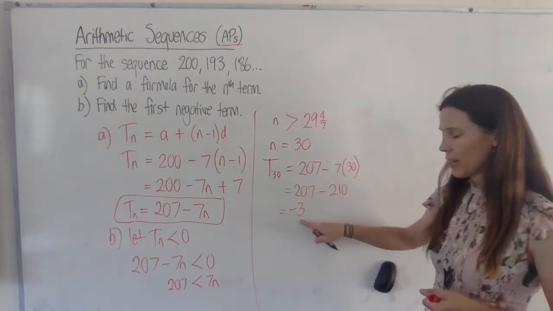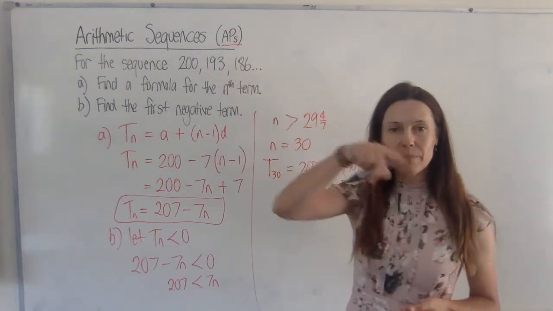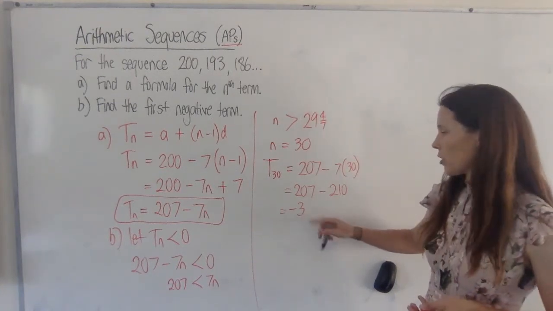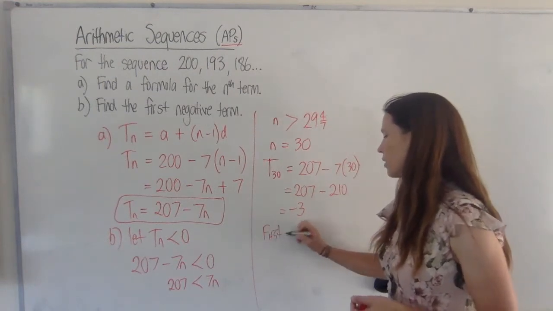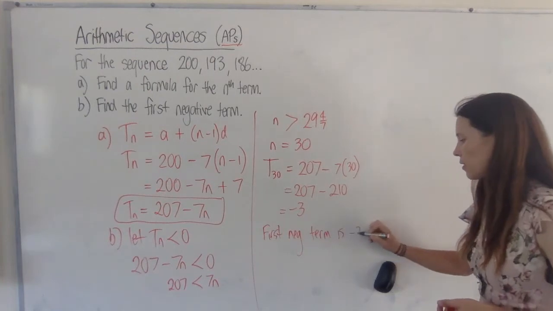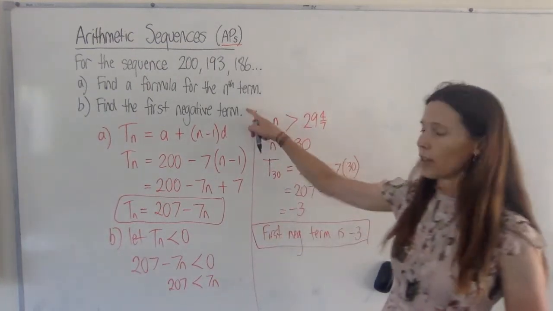Now a quick check here to make sure, would that be the first one? Well, yes, if we're going down by 7, the one above that would be positive 4, wouldn't it? So then find the first negative term, you'd answer the question. The first negative term is negative 3. And actually finish with a statement that answers the question that you were asked.